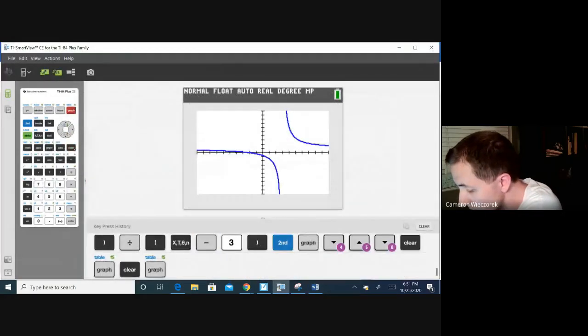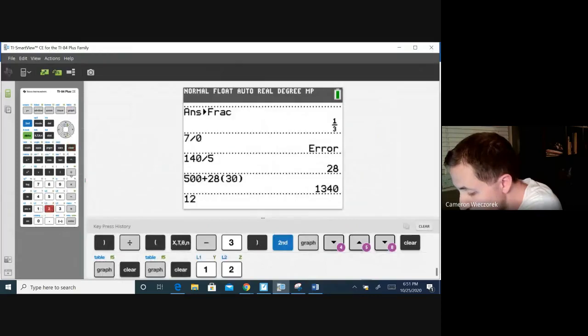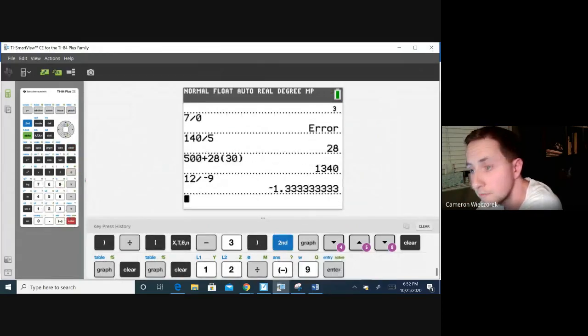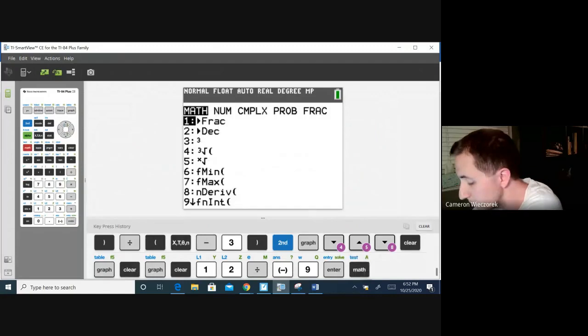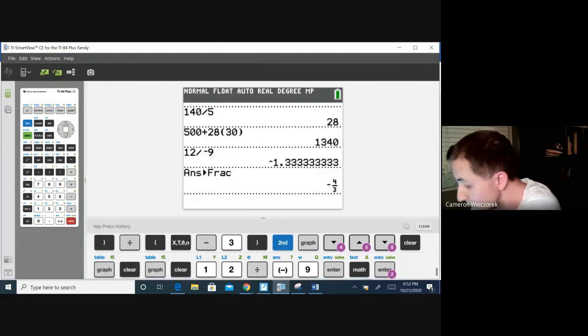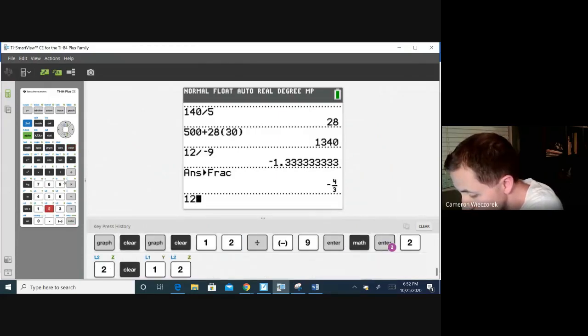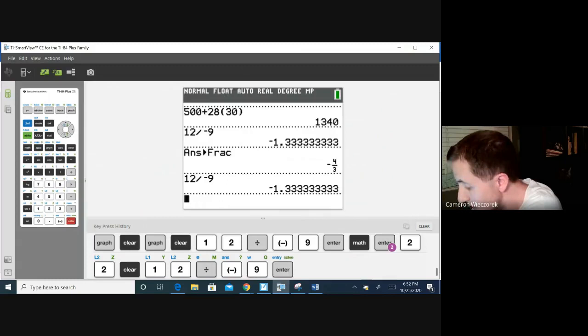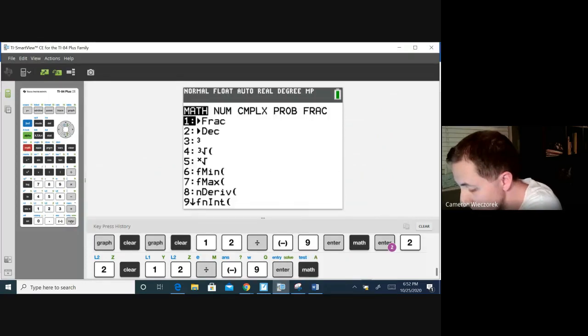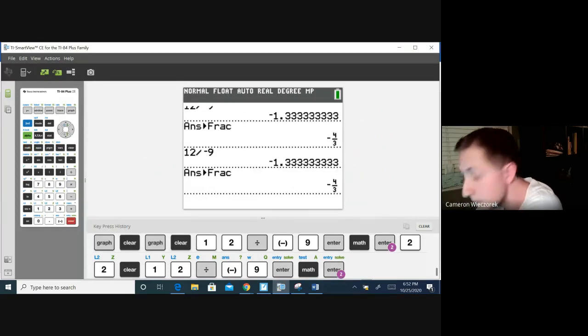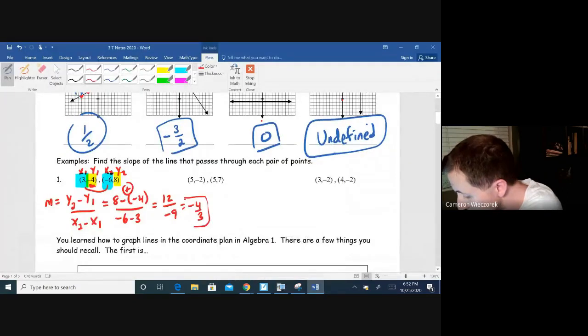Clear. 12 divided by -9 gives you a decimal. So you hit math, enter, enter. Makes it a simplified fraction. So this would be -4/3 for your slope.